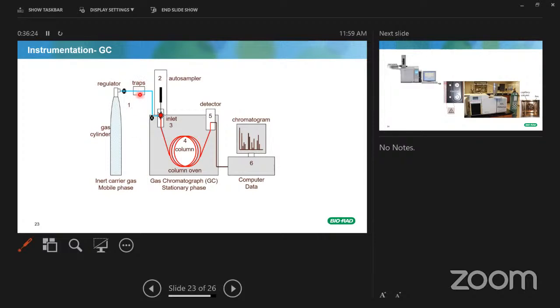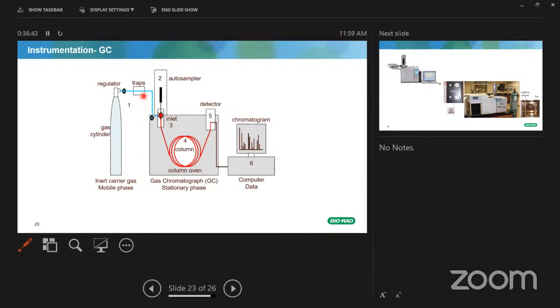Some traps are used just to purify the gases or to remove unneeded elements or particles from them so that they do not harm the instrument. So some traps are used to avoid any unnecessary things going into the instrument.